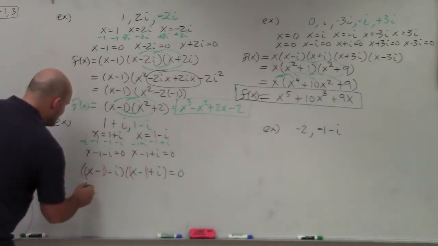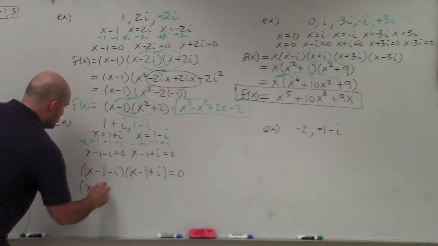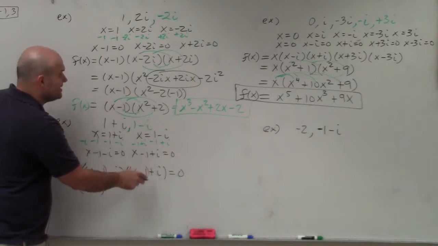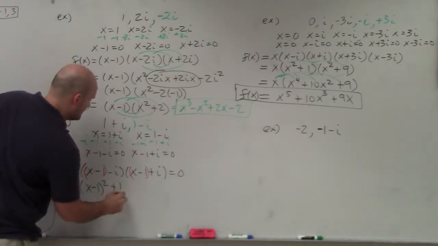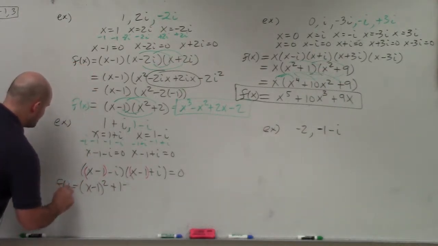So when I multiply these, what I obtain here is x minus 1 squared. And then negative i times positive i is, again, we did that where? Over there. So that's going to be plus 1. And again, we're not going to set this equal to 0. Let's set this equal to f of x.